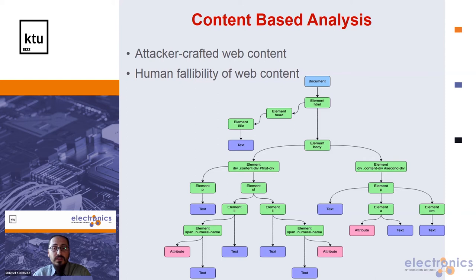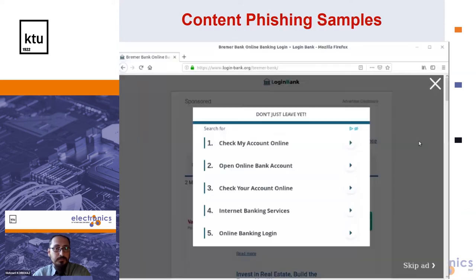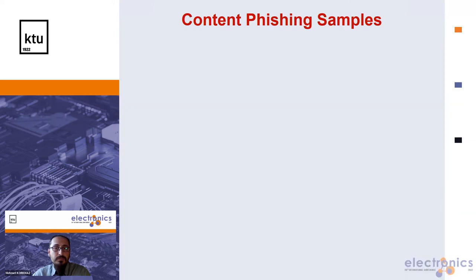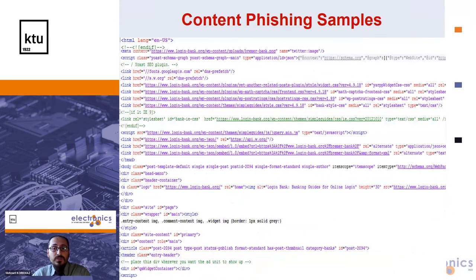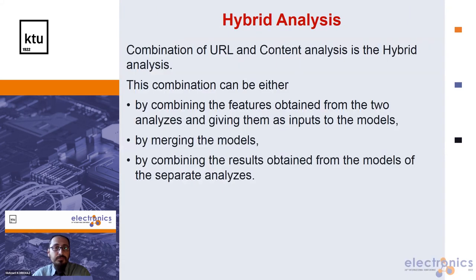So we are searching the HTML, CSS, and JavaScript. You can see a sample phishing website from our dataset on the screen. This is a bank website. The HTML codes of this website can be seen on the screen. There may not be much difference in these codes when looking at legitimate websites' first code lines. But looking at the remaining lines of the code, any links and scripts about phishing can be seen. Hybrid analysis. The combination of URL and content analysis is the hybrid analysis.